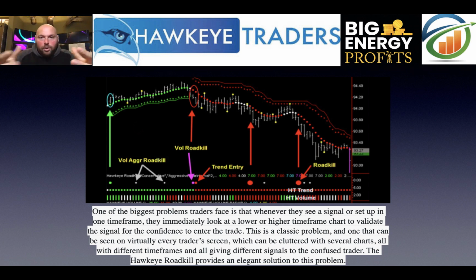So I want to share with you the power of Hawkeye Roadkill. Now, what is Roadkill? Roadkill is what gives me the ability to see multiple time frames on just one chart. Now, guys, there's no other indicator package out there that offers this, and I'm going to show you just how important this is. It's going to tell me what's happening on the time frame I'm trading. It's going to help tell me what's happening on the two time frames that I'm analyzing at the same time.